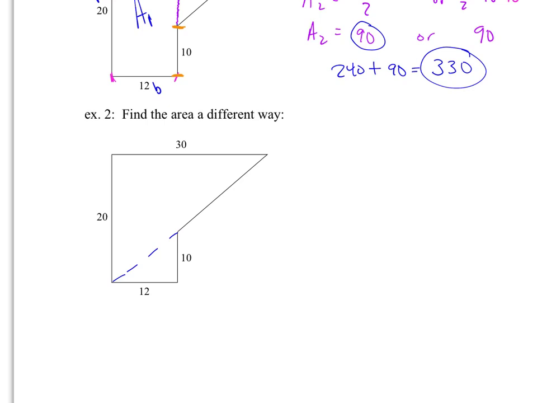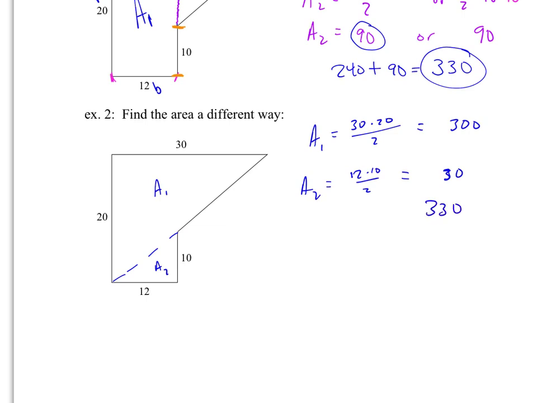Right? So you'd have area 1, area 2. Area 1 is 30 times 20 divided by 2. And area 2 is 12 times 10 divided by 2. So you'd have 330. Add them together, you get 330. We get the same thing, right?